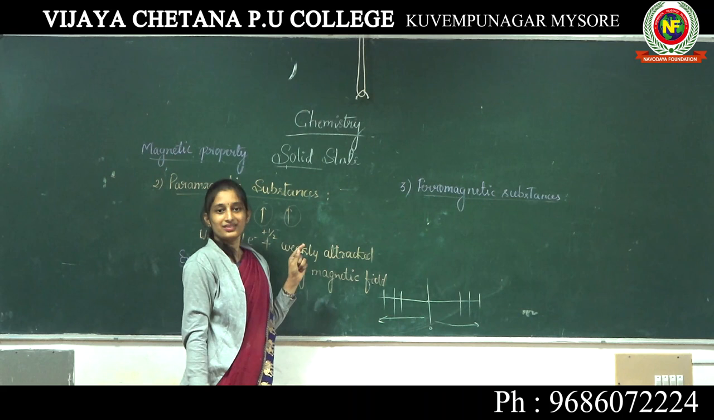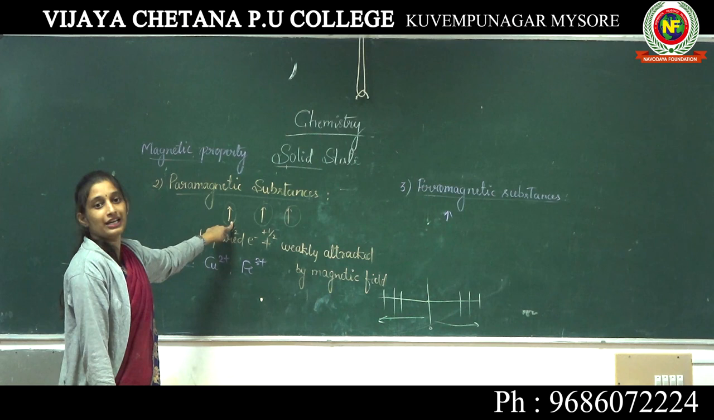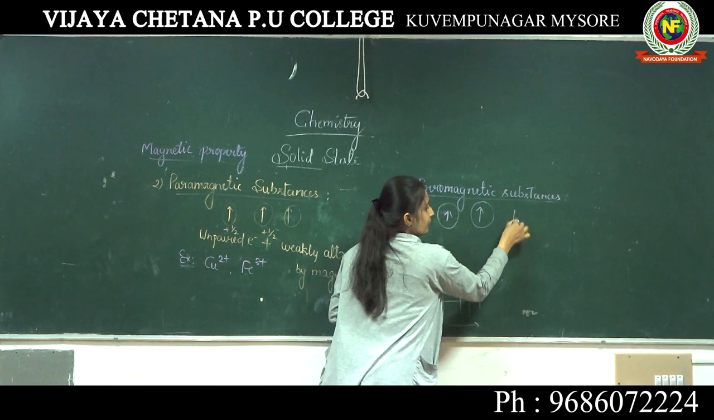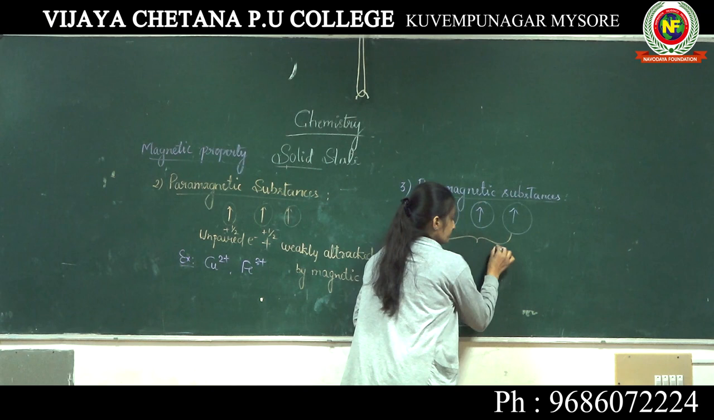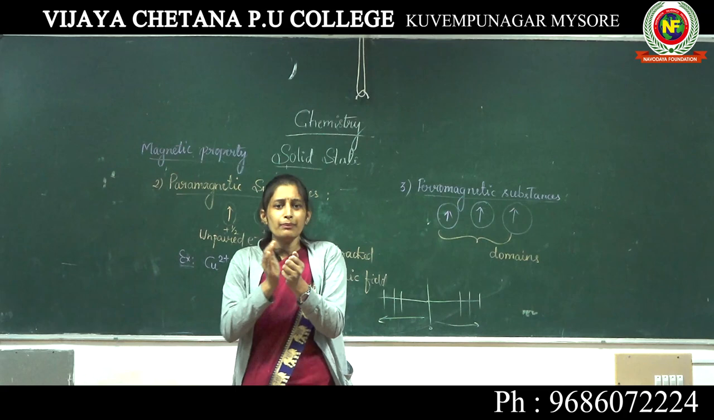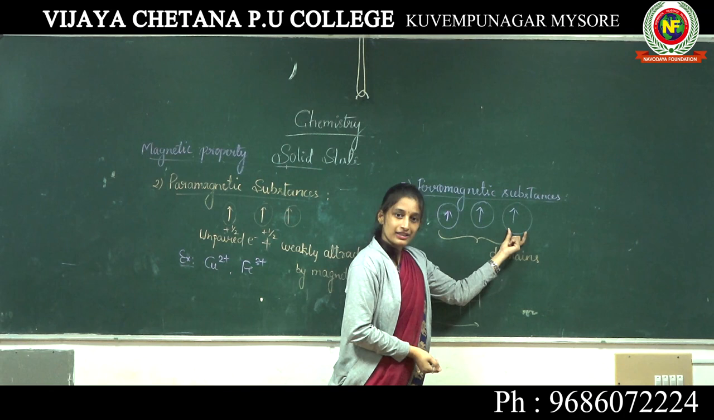Here it mainly contains unpaired electron. Where will we use the word magnetic? If it contains unpaired electron, then only we will use the word magnetic. Here, one more small concept I am going to introduce. That is domains. What are domains? Domains means the small packets of unpaired electron. See, this is one unpaired electron, domain. This is one more unpaired electron, domain. This is one more unpaired electron, domain.